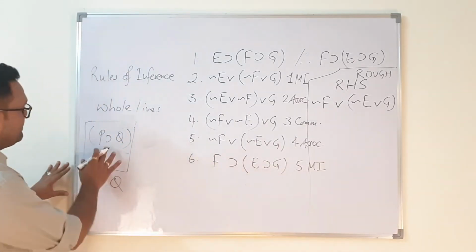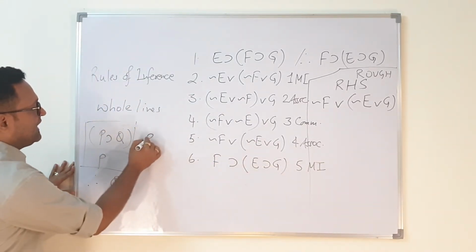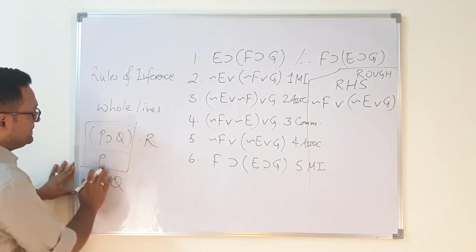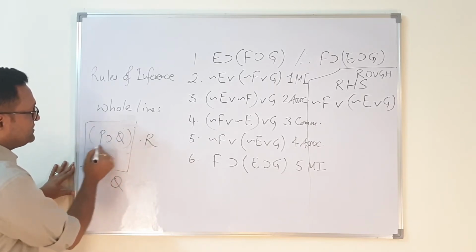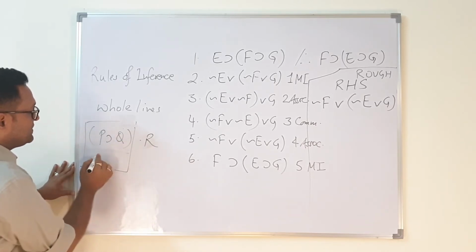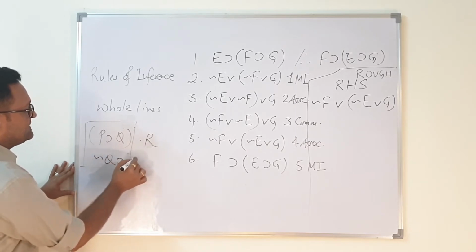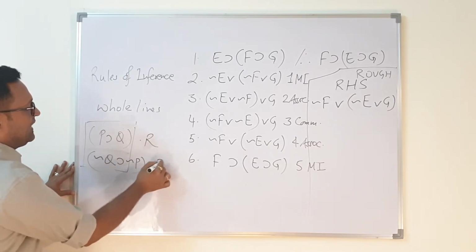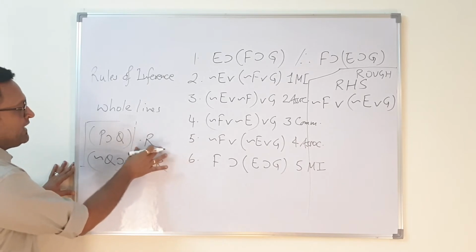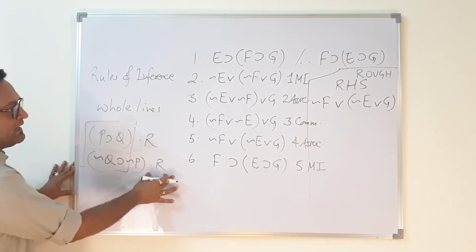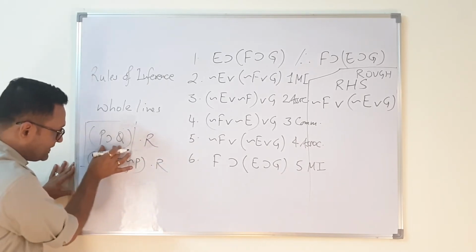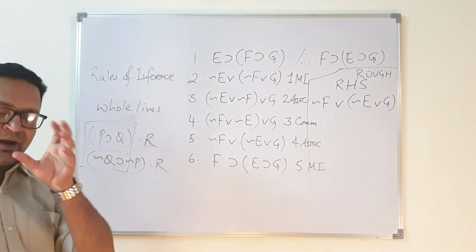Suppose I have P implies Q dot R, and I need to apply some rule here. I can write it as negation of Q implies negation of P dot R. I have not used the whole line. I have not touched this part; I have kept it like this. I only applied the rule of replacement on part of the line.